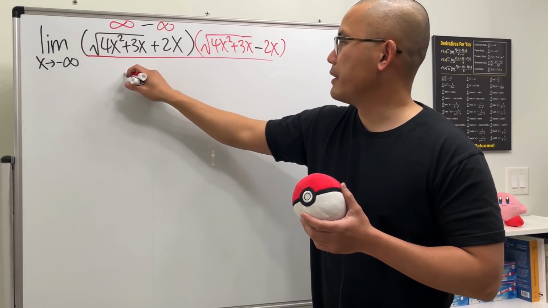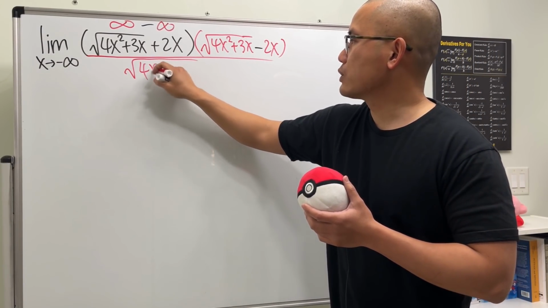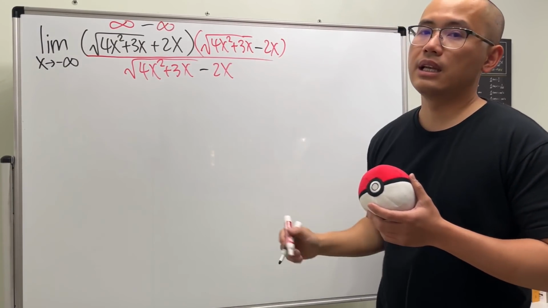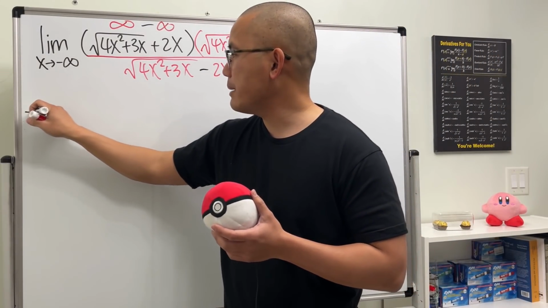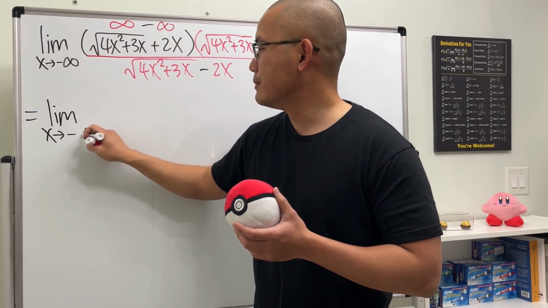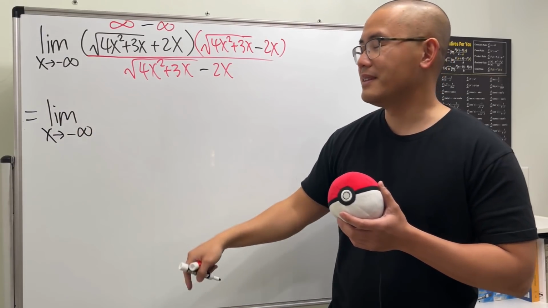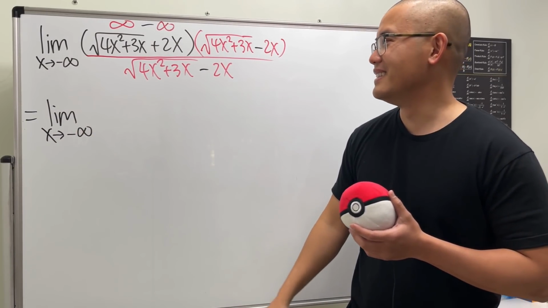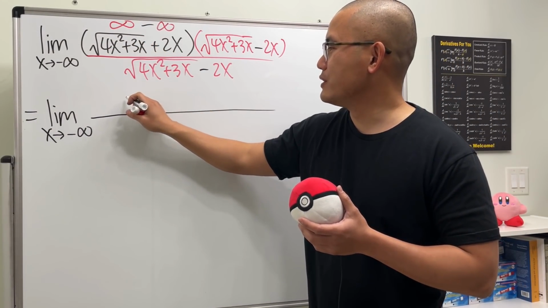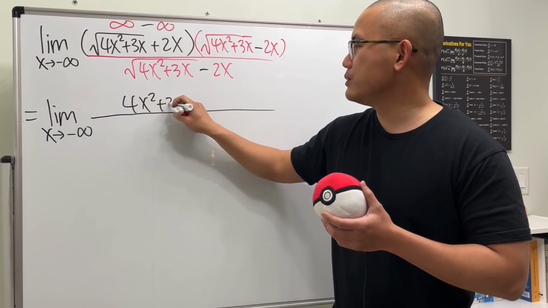And then let's do the same thing right here. 4x squared plus 3x, and then minus 2x. All right, multiply out the top. Let's write down the limit as x goes to negative infinity. And then we have square the first part, which is just 4x squared plus 3x.